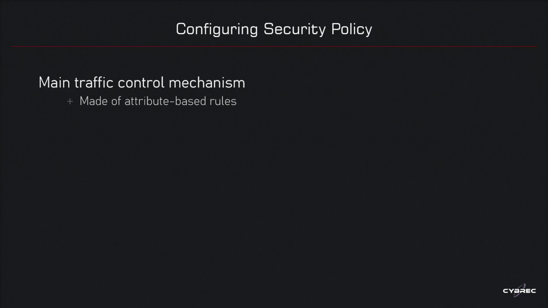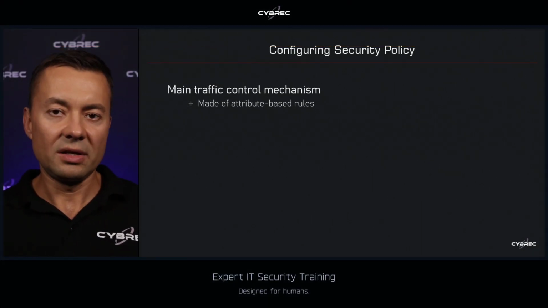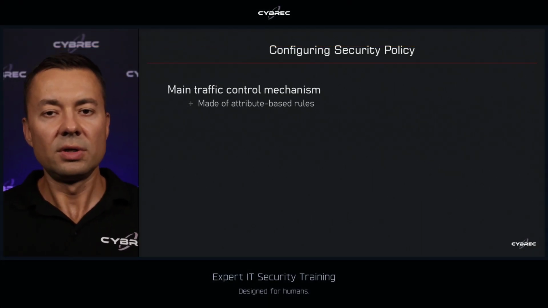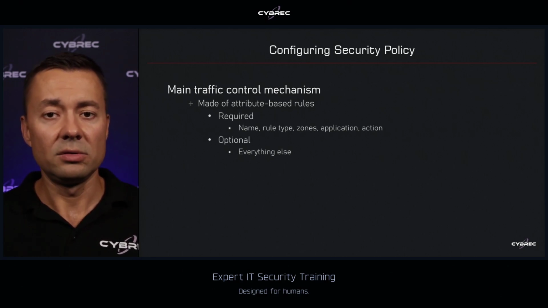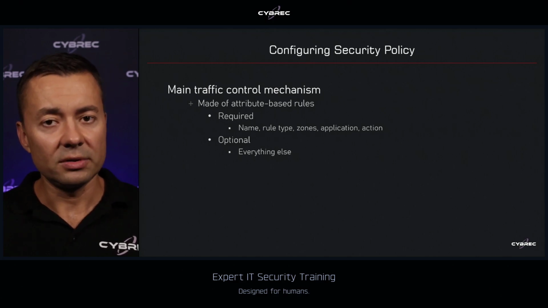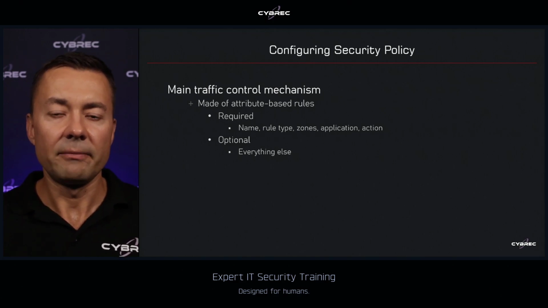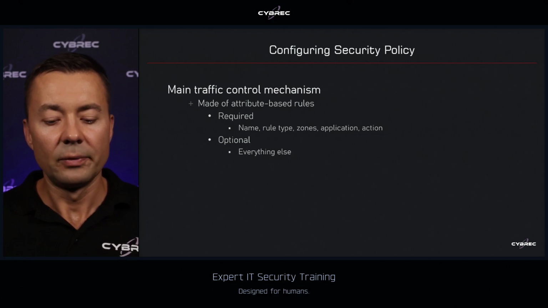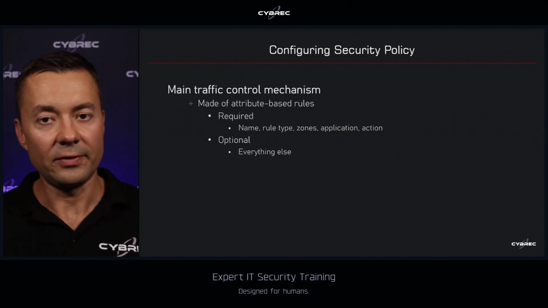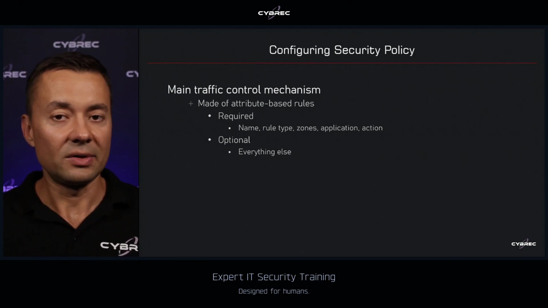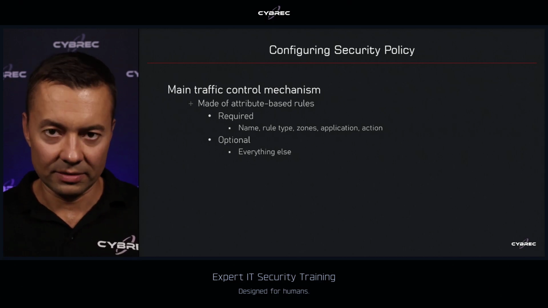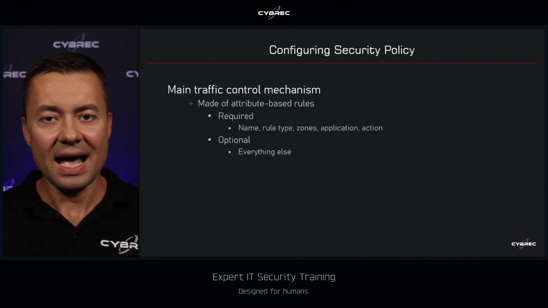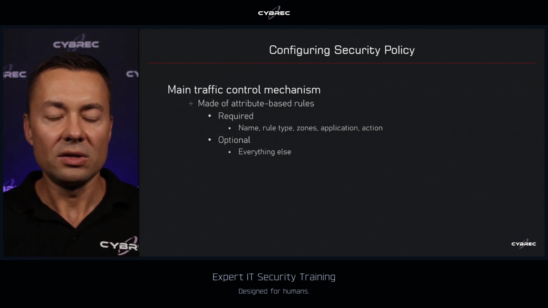And our security policy can be thought of as a large database of rules, where each of those rules is made of so-called attributes. Attributes can be broken down into two types: required and optional. Required attributes include the rule name, rule type, intrazone versus interzone versus universal, security zones for the source and destination, and application and action. So this is something that you need to specify when you configure a rule.